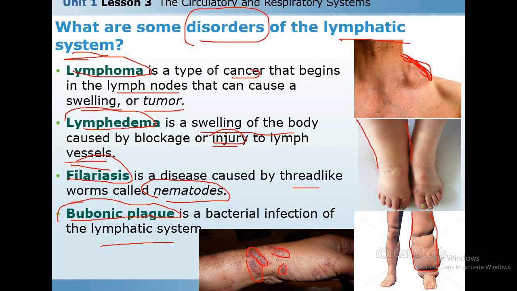So we have four disorders. First one, lymphoma. Lymphoma is a type of cancer that starts in the lymph nodes and leads to swelling or tumor. Lymphedema is a swelling of the body due to injuries to the lymph vessels, while filariasis is a disease caused by worms, while bubonic plague is a bacterial infection caused by bacteria.